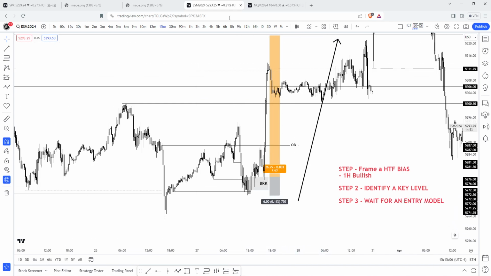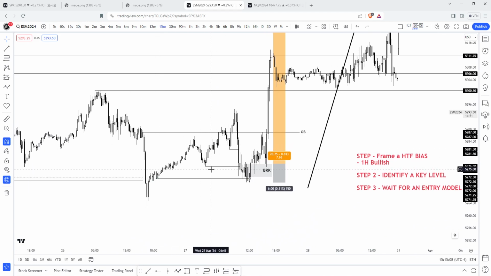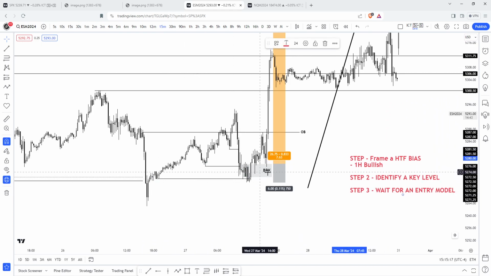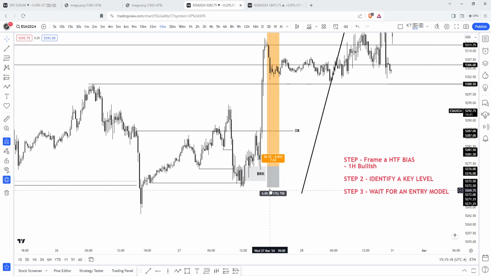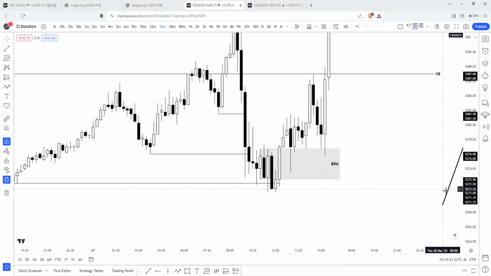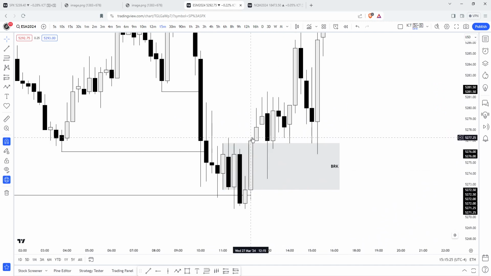So what's the key level here? It's the discount lows. So we have these old lows that are obvious. If the draw on liquidity is higher, price will refer to these lows. Once it hits the key level, you wait for an entry model. You could turtle soup it if you're confident, or you could wait for a breaker to form, which we have right here, which is waiting for a close above the breaker.